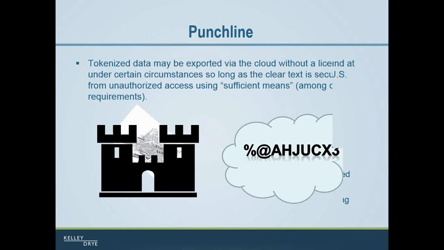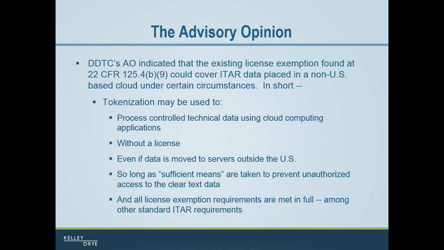It essentially says the same thing. It's taken from the language in the DDTC's letter to the company. I just want to highlight here that the advisory opinion applies so long as sufficient means are taken throughout all phases of the transfer, so including transmission, storage, and receipt of data, and so long as all aspects of the existing license exception are complied with. And the exemption that the State Department chose is at 22 CFR 125.4(b)(9).